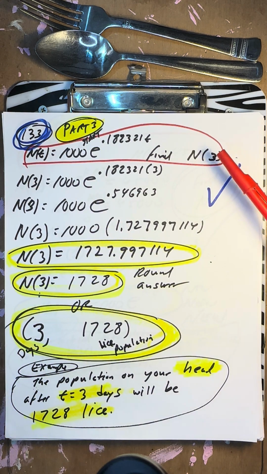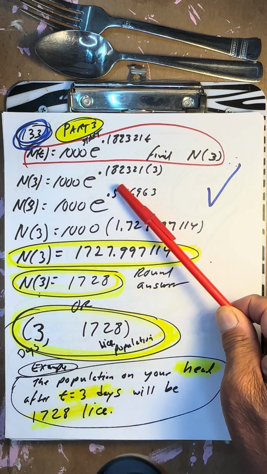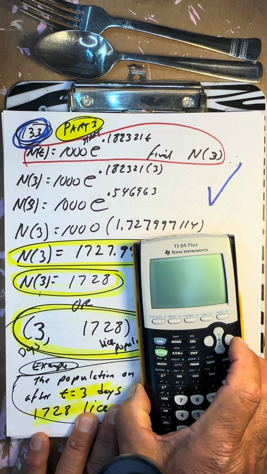Now, what happens after N of 3? Whoa, 3 days go by. So put 3 in there. 3 times that is this. E to the power of that is going to give you this number here. Again, can you put it in a calculator? Sure. Let's put it in a calculator.